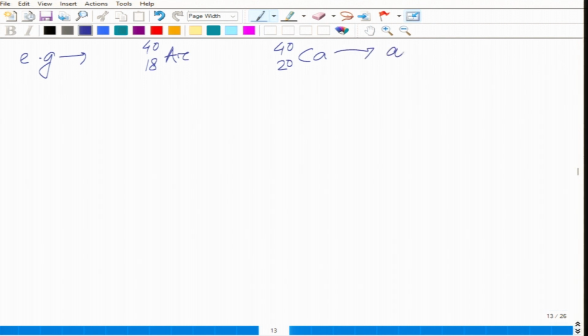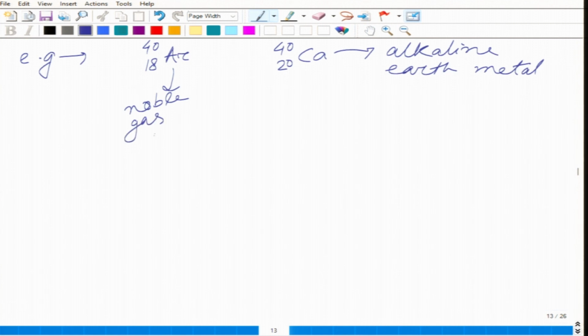See, the mass numbers of argon and calcium are the same, but they are two different elements. Calcium is an alkaline earth metal and argon is a noble gas or inert gas. So one is a metal, one is a gas. They have totally different physical and chemical properties, but their mass numbers are equal.